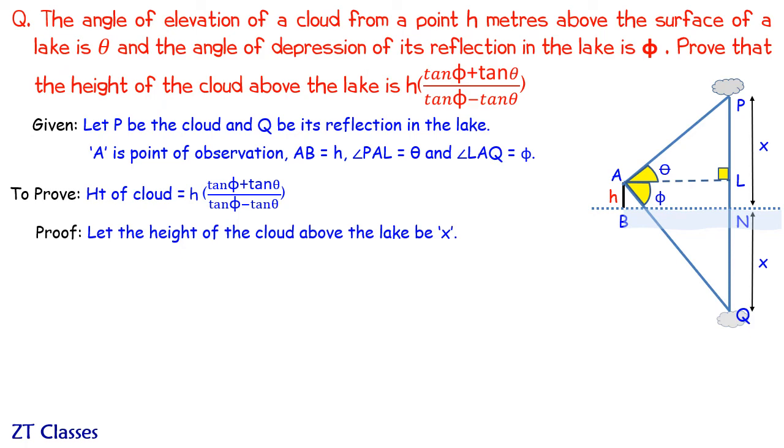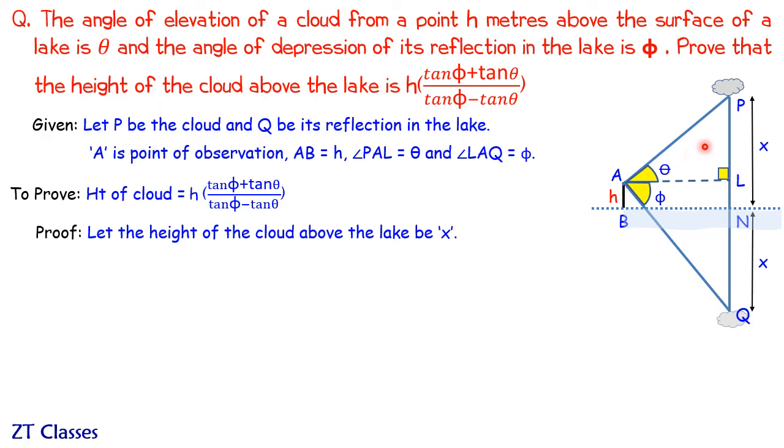If you see, again we have two right angle triangles, and you have to use these two triangles to get the value of x. You have something common between them, that is AL is common between them. We'll first take the triangle APL. Here AL is unknown, but PL is nothing but x minus LN, and LN is the same as h. So basically your PL will be x minus h.